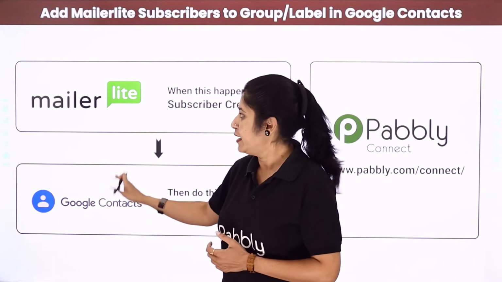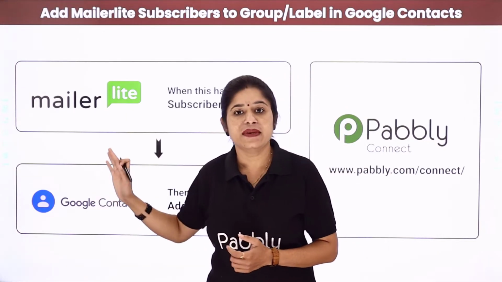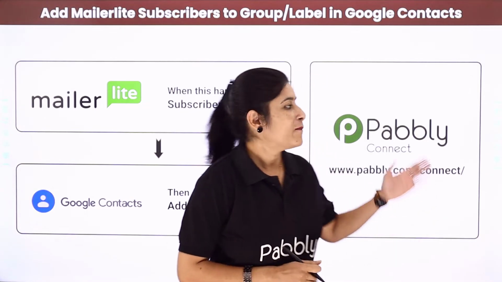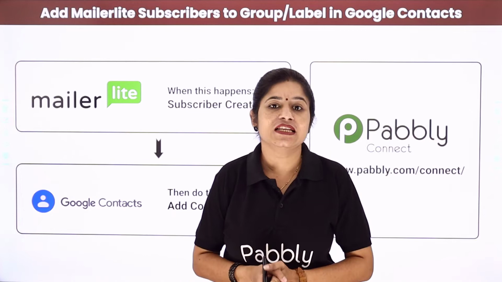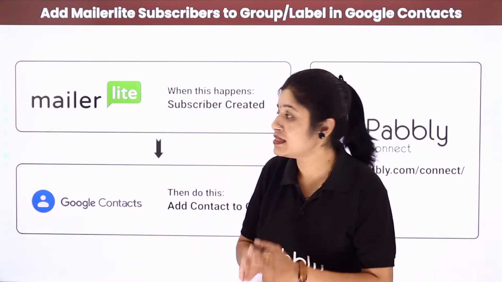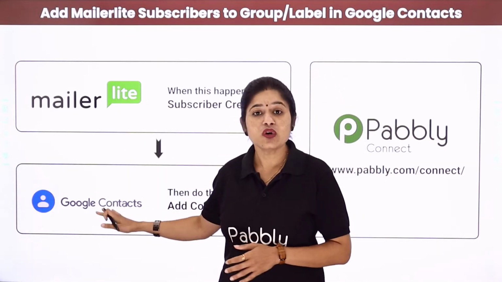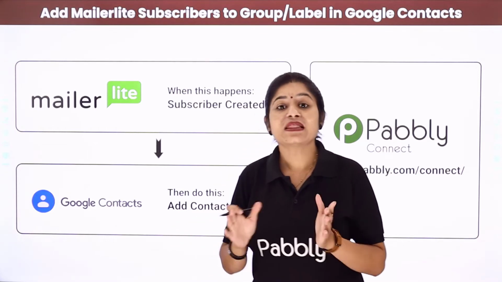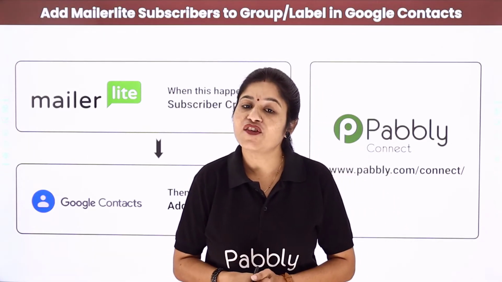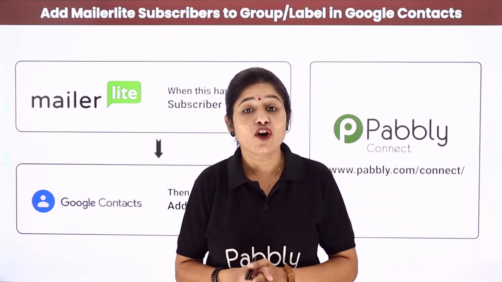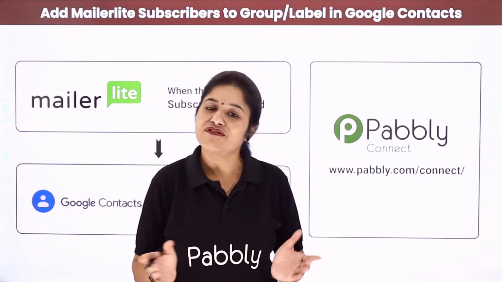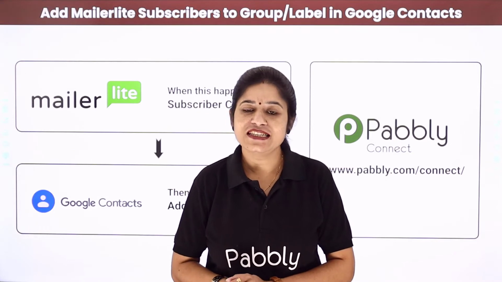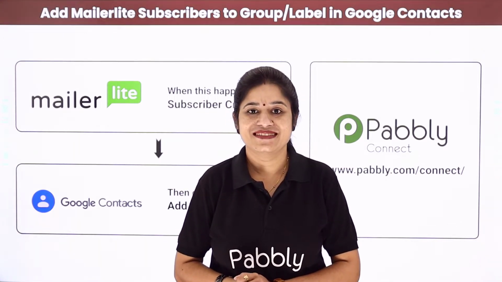So, in order to create a connection between both these software applications, we are going to use Pabbly Connect. So basically, Pabbly Connect is an automation and integration software which will help us in integrating Mailerlite with Google Contacts automatically. The best part here is it doesn't require any coding skills or programming knowledge. Even a non-technical person can use this software application very easily. So let us learn the integration process on my screen.